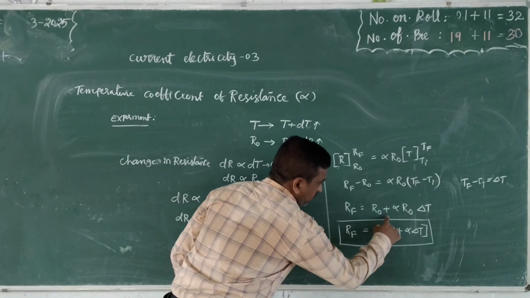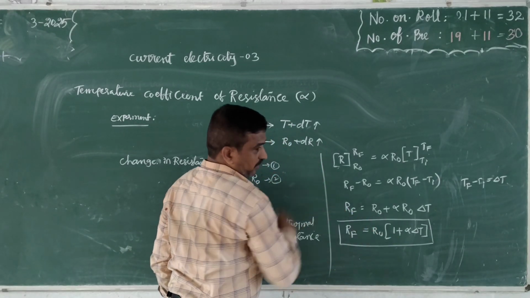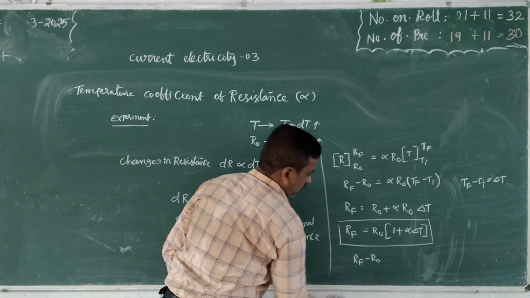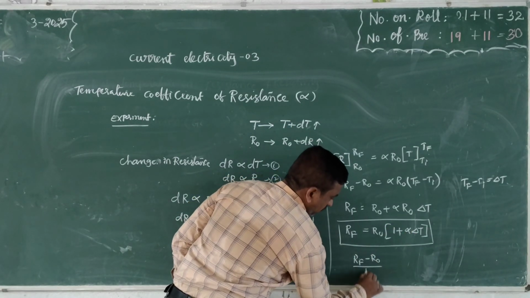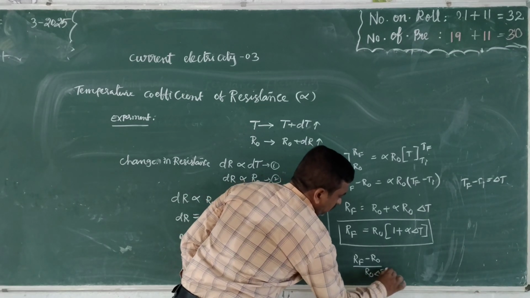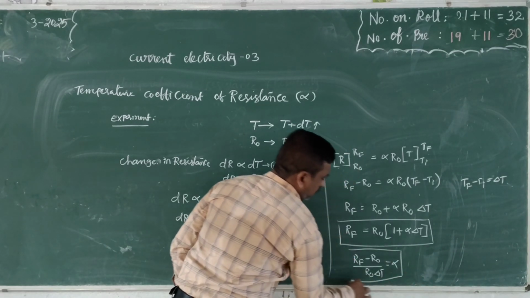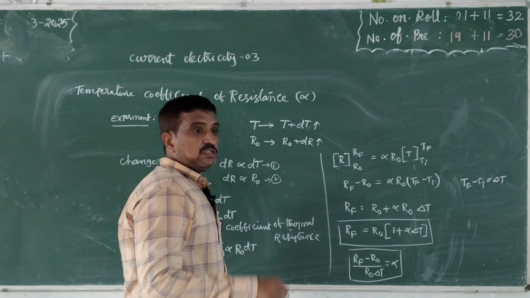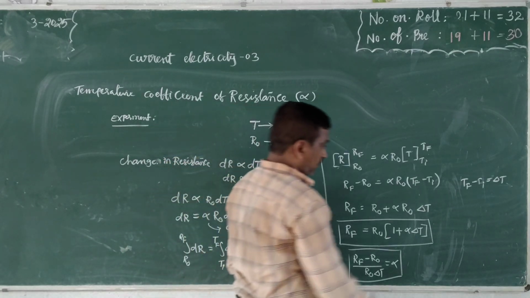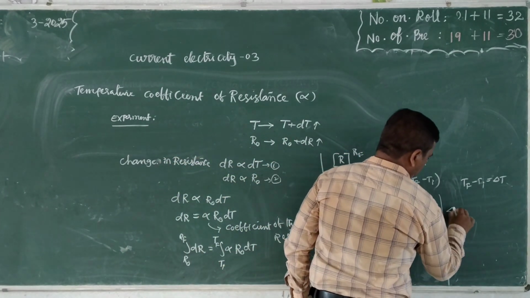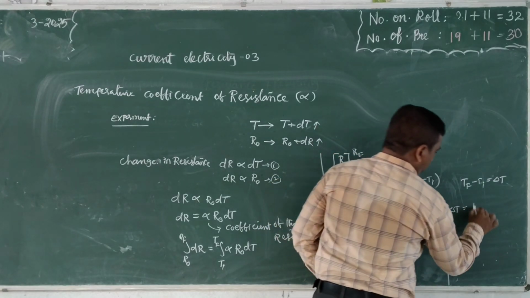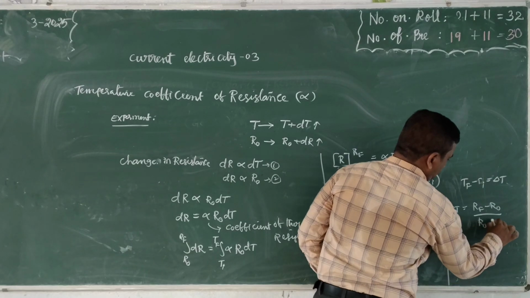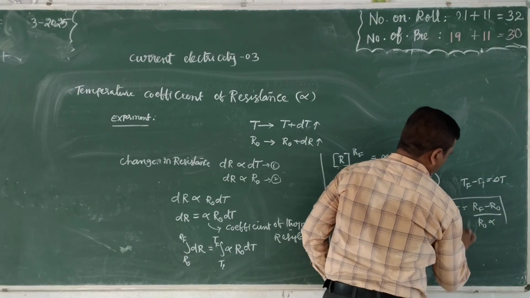From this, moving R naught to the other side, we get R final minus R naught by R naught times delta T equal to alpha. So alpha equals final resistance minus initial resistance by initial resistance into change in temperature. Or, from this again, delta T equals R final minus R initial by R initial into alpha. This also we can write according to the situation.